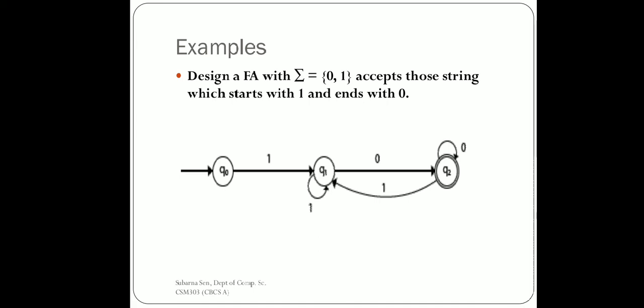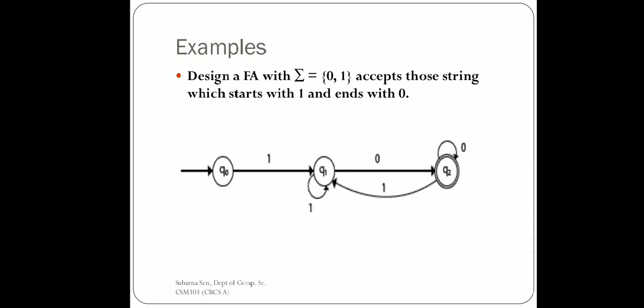Now we will keep on adjusting, because if it starts with 1 and ends with 0, there can be any number of ones in between. So we have a self loop on Q1 with 1, and on getting 1 at Q2, it can come back to Q1 as well. So there can be any number of zeros and ones in between, and it can end with 0. So Q2 will keep on looping on 0.